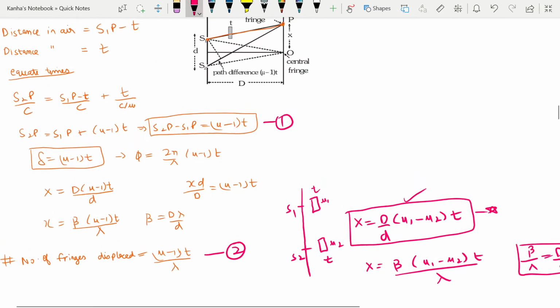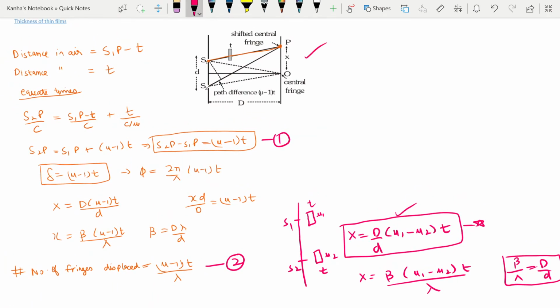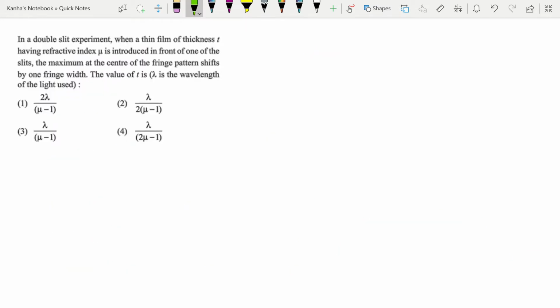So if you just draw simple lines and then subtract them using the same principle, the distance in air and the distance traveled by the light in that medium of thickness t, and then you try to equate the times, you will get the answer. Let's look at the next question.